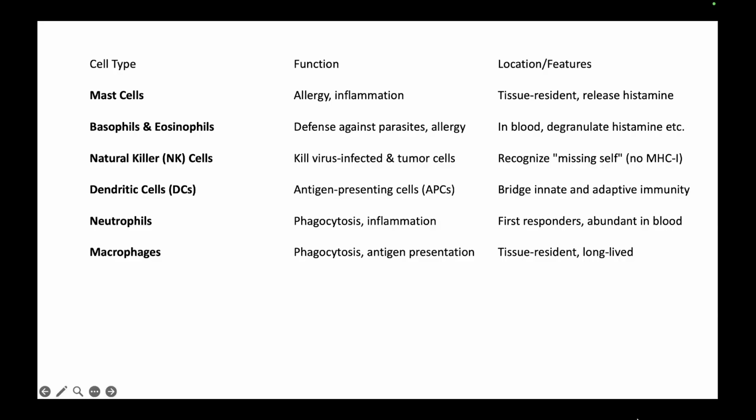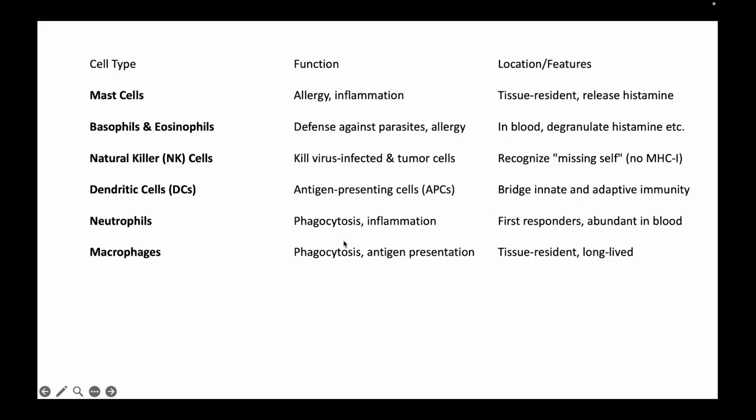Mast cells function in allergy and inflammation. Basophils and eosinophils are involved in defense against parasites. Natural killer cells can also kill virus infected and tumor cells. That is also done by the cytotoxic T cells, but they have antigen receptors, while the NK cells do not have the antigen receptor. Dendritic cells work as antigen presenting cells. They are called professional antigen presenting cells, and they are the bridge between innate and adaptive immunity.